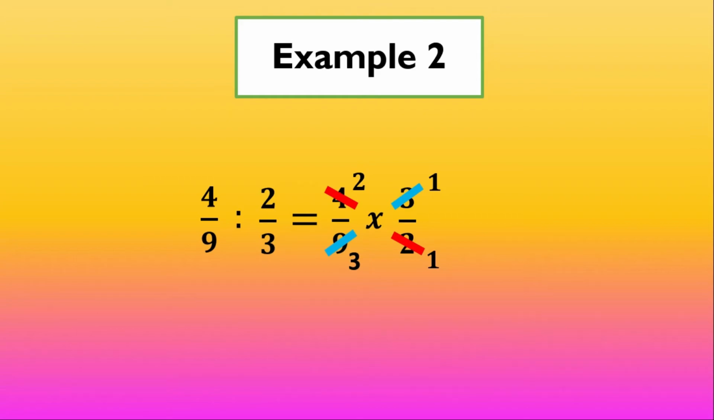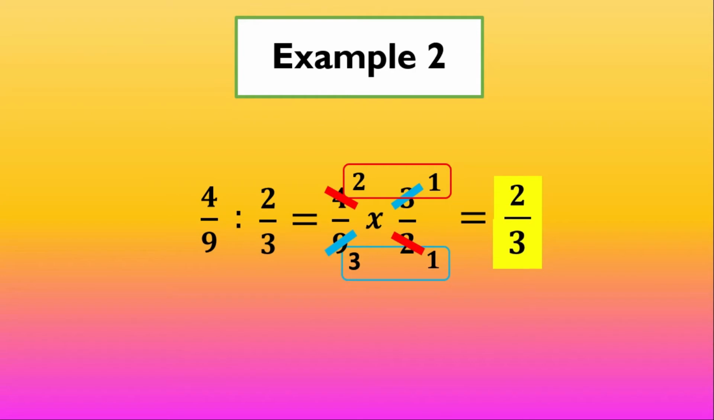Okay, multiply the new numbers. 2 times 1, 2. 3 times 1, 3. The answer is 2 over 3.